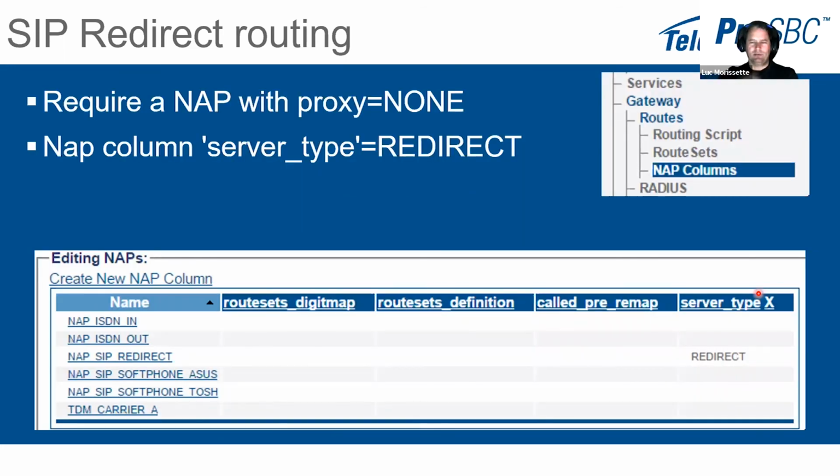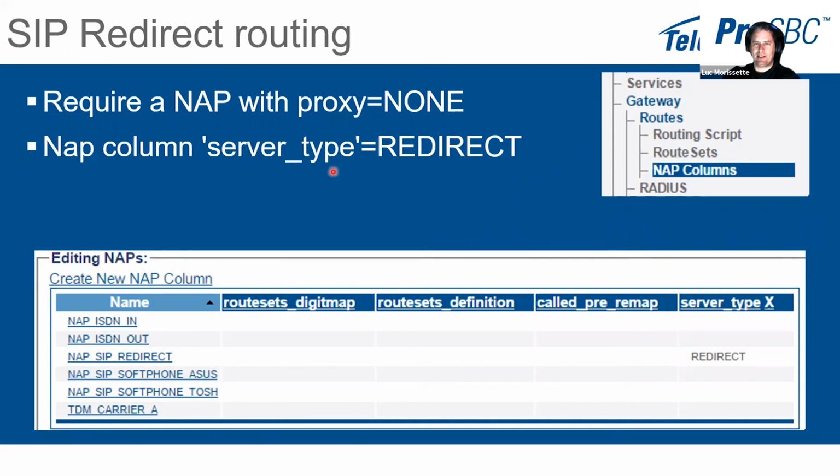Everything in there is optional, right? So we have a lot of flexibility there. There are multiple ways of installing this, but the one that we usually use, and that is described on the wiki, is to have one NAP with proxy equal none. So that's an open NAP so that you can receive calls from anywhere. And then we will redirect this to the redirect server, and they will be checking if they accept the call instead of the configuration of the SBC.